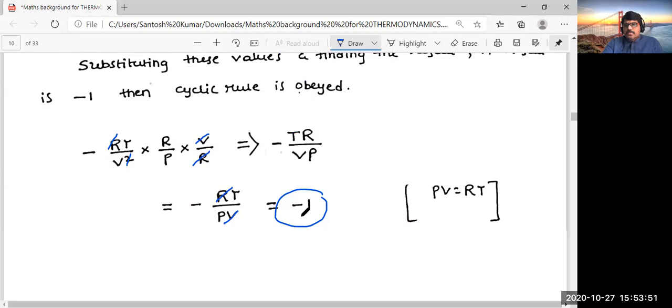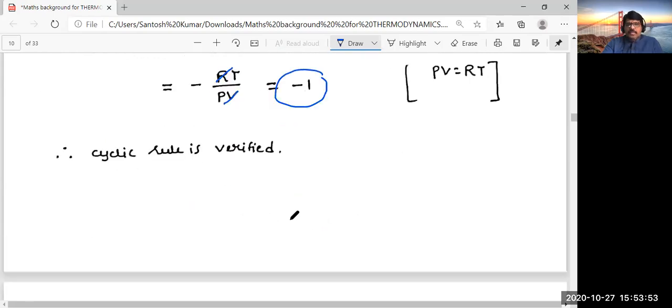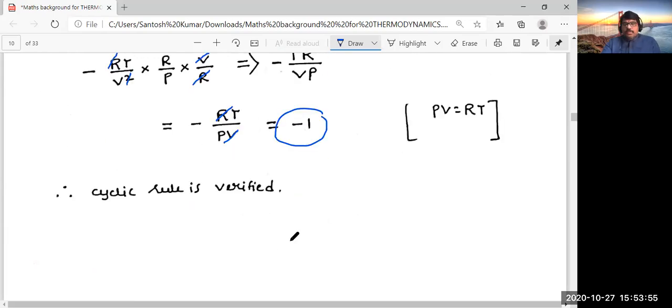And this is the video on the cyclic rule. In the next video we'll continue our discussion with one more important rule, that is the chain rule. That will be the last one to understand what we call a state function in thermodynamics, and we'll continue with the chain rule in the next video.